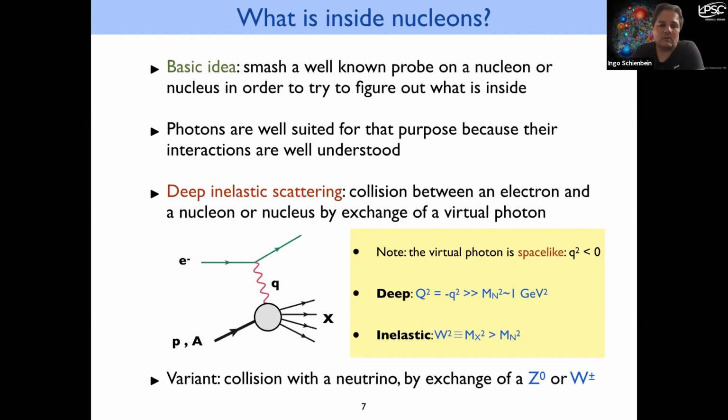And we come later to a variant of this by looking at collisions with a neutrino, and then we have exchange of a Z boson or a W boson.